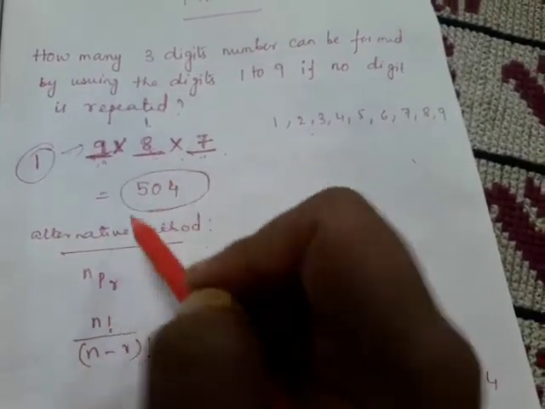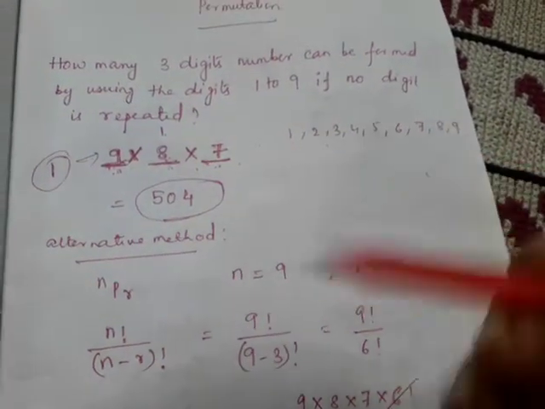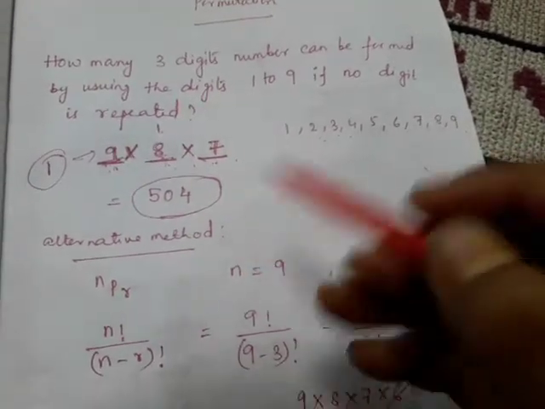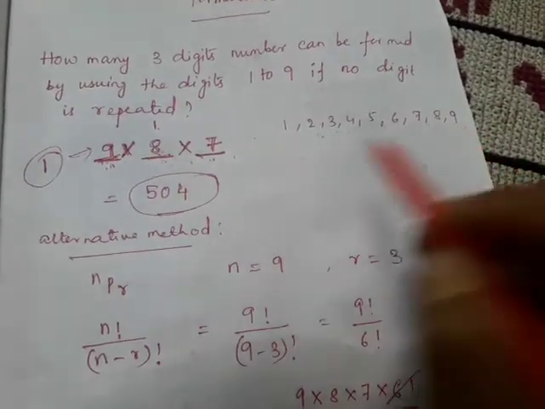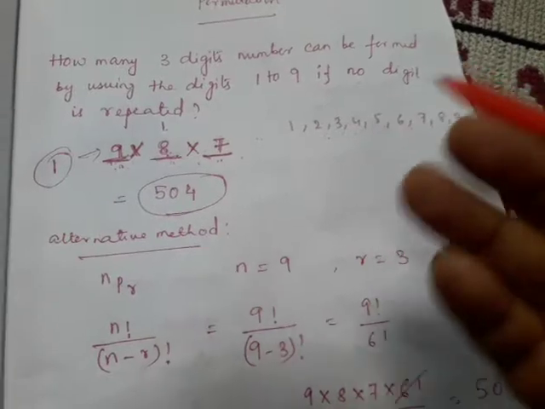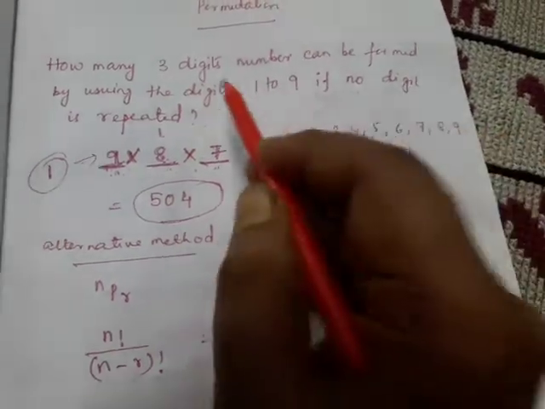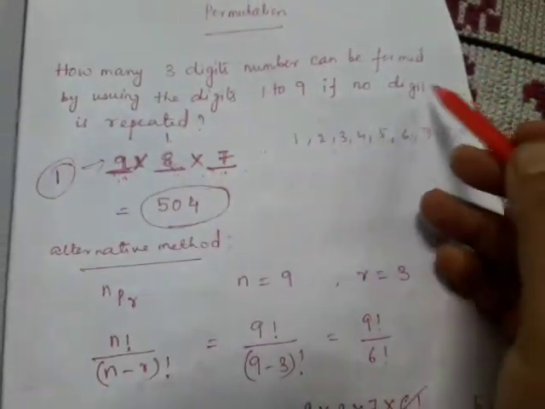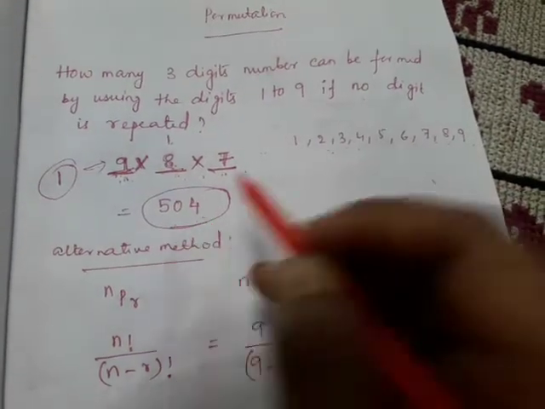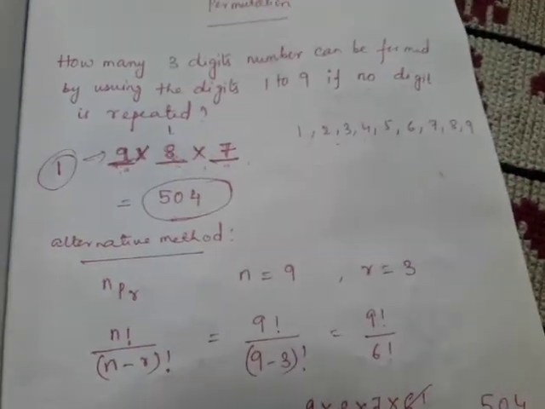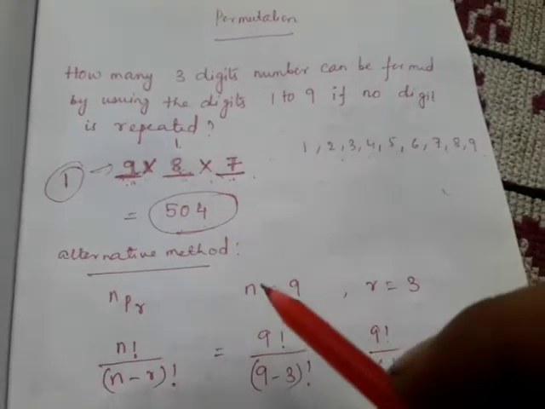So by these 504 ways, you can arrange these 1 to 9 numbers to frame 3 digit numbers. So how many 3 digit numbers can be framed from this? 504 different 3 digit numbers. And this is a question of permutation.